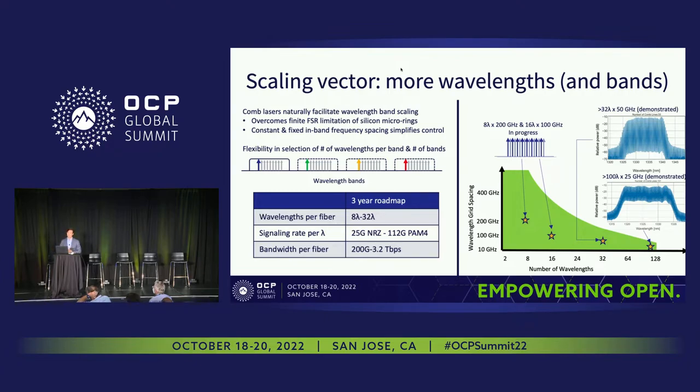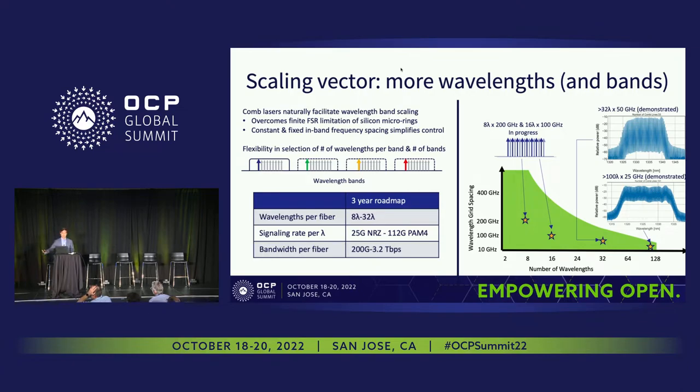We also have flexibility in terms of slicing and dicing the available spectrum within each band to allow for denser wavelengths with narrower DWDM spacing, or maybe a little bit coarser of a DWDM grid. And so we've demonstrated 100 lambdas by 25 gigahertz, 32 lambdas by 50 gigahertz, and we're currently working on 8 lambdas by 200 gigahertz and 16 wavelengths by 100 gigahertz spacings for the comb lasers.